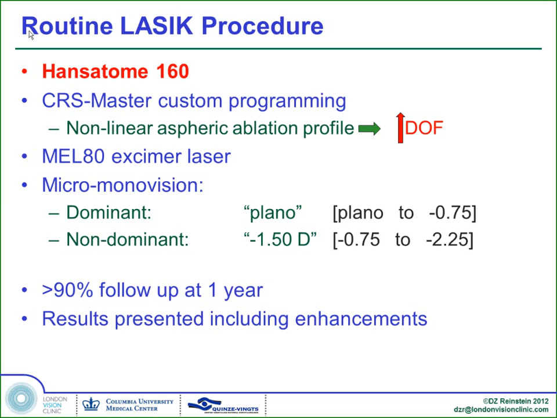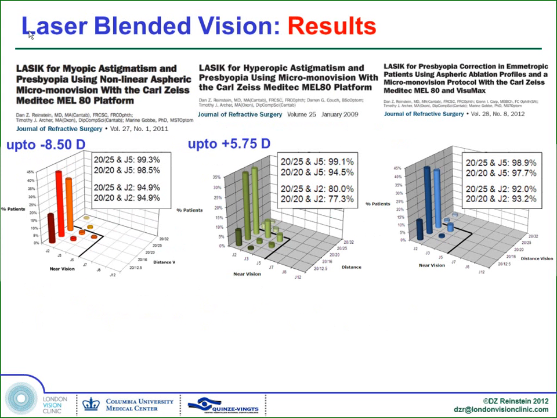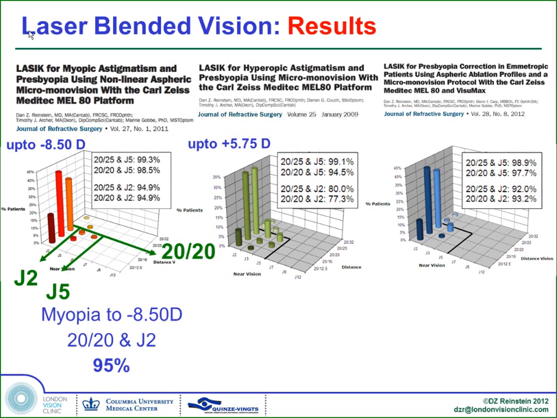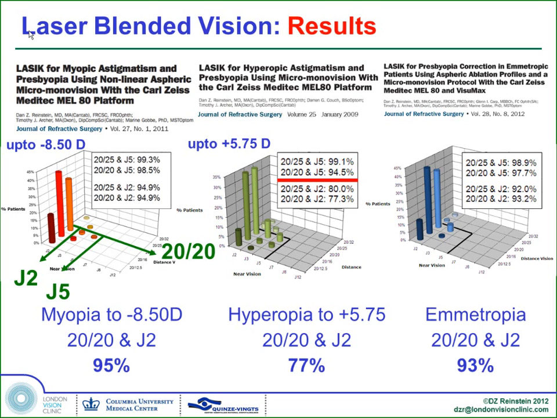Following on from George's comments, we have 90% follow-up at 1 year, which is the FDA criteria for a good study, and these results are including enhancements. If we look at the 20/20 J5 rates, practically all of the patients are in that bracket. If we look at 20/20 J2, then for the myopic group, 95%, hyperopic group, 77%. Remember, we're treating up to +6. For the emmetropes, 93% see 20/20 J2.